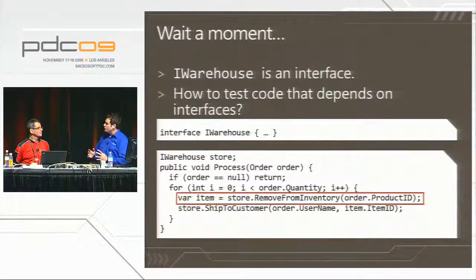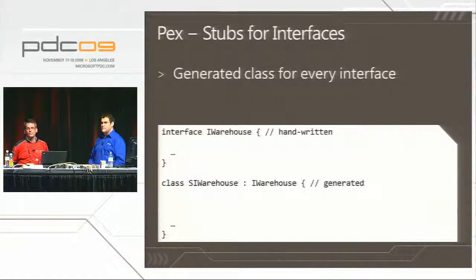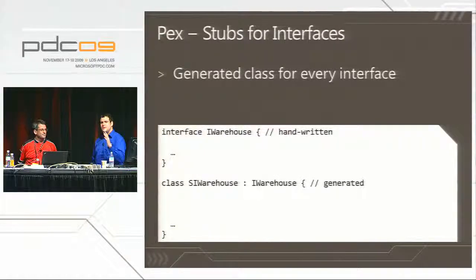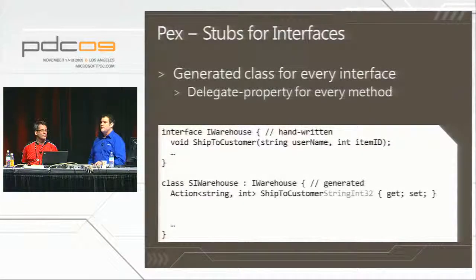So the good news is that in PEX, we have a framework that helps testing with interfaces. So instead of having to implement all methods of an interface yourself, PEX can generate implementations for you. So the way the Stubs framework works is for every interface, it generates a class. The name starts with the letter S and then the interface name. The class implements the interface.